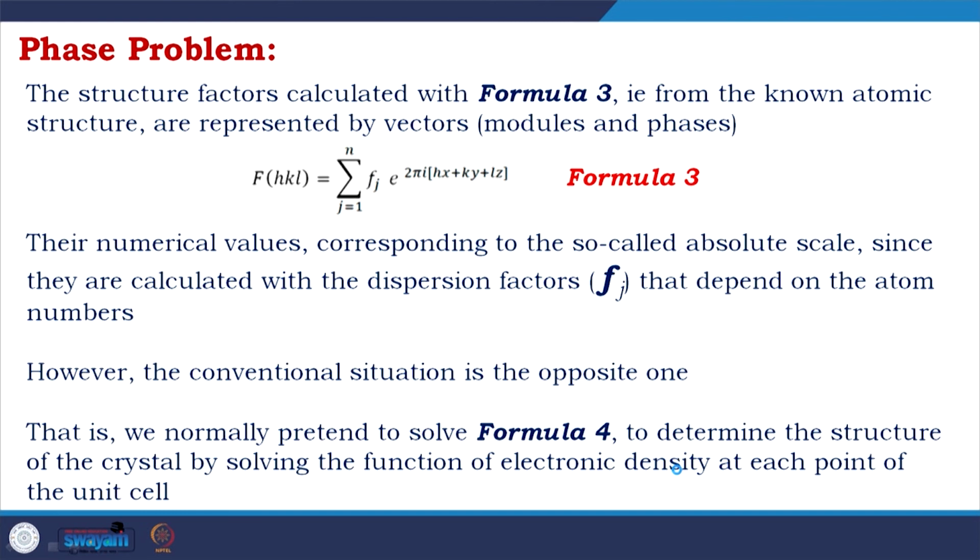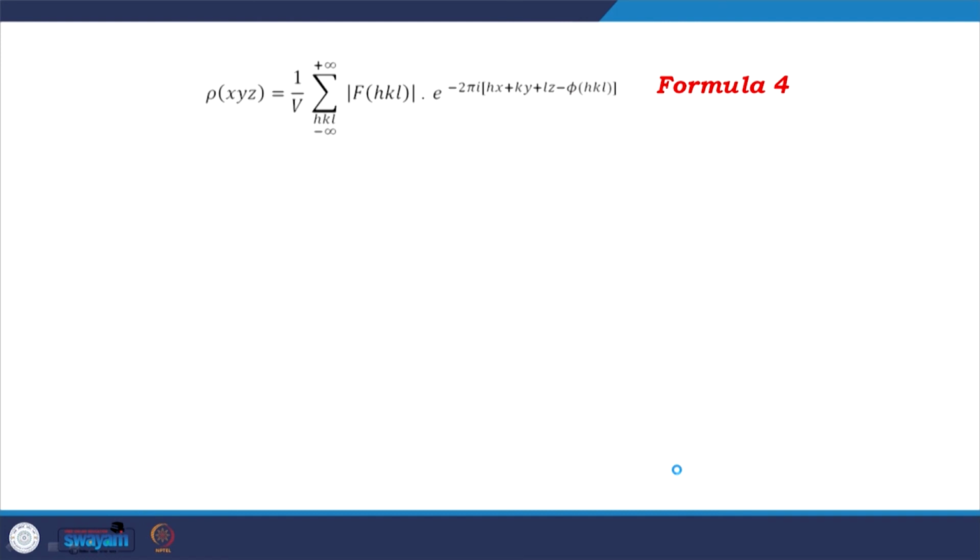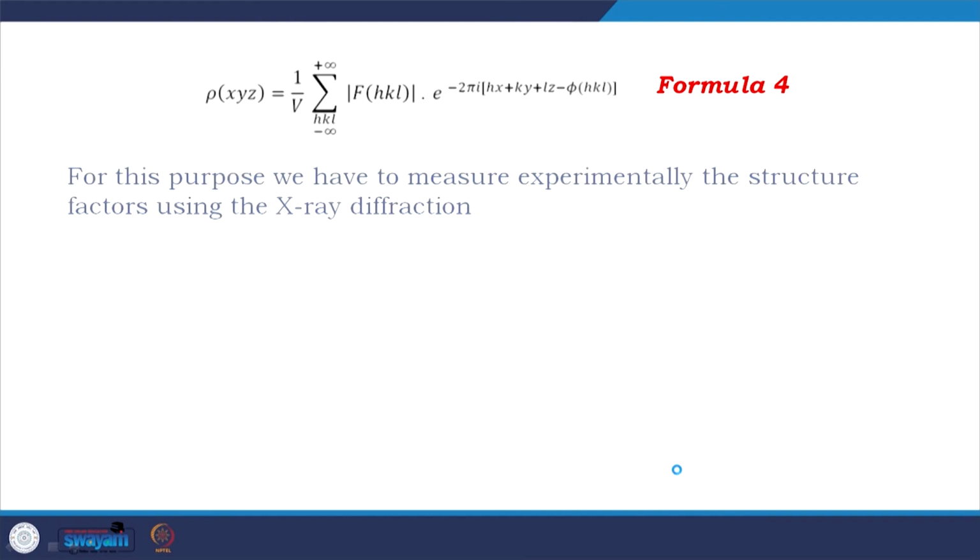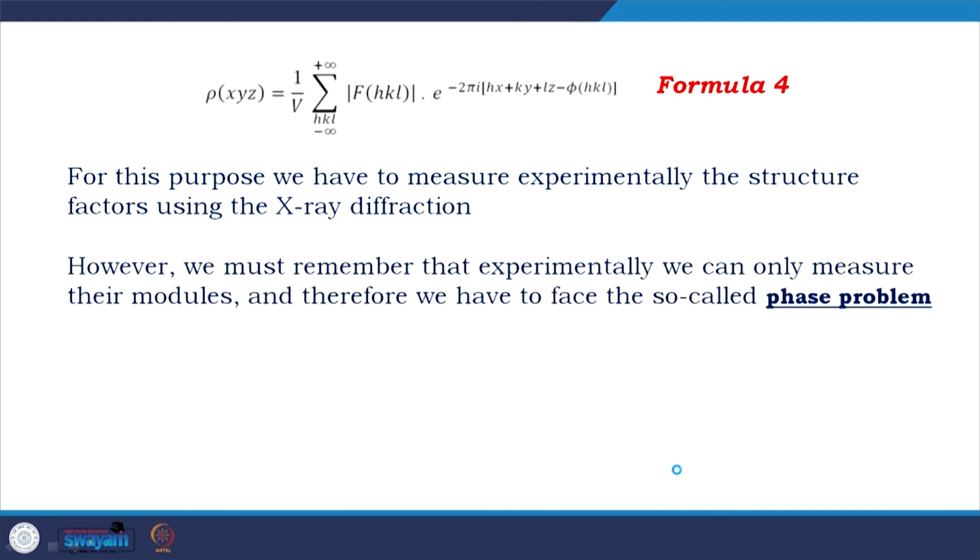We normally pretend to solve formula 4, where we determine the structure of the crystal by solving the function of electron density at each point of the unit cell. This is the formula of electron density. For this purpose, we have to measure experimentally the structure factor using X-ray diffraction, which is possible. However, we must remember that experimentally we can only measure their module, the amplitude, and therefore we have to face the so-called phase problem.